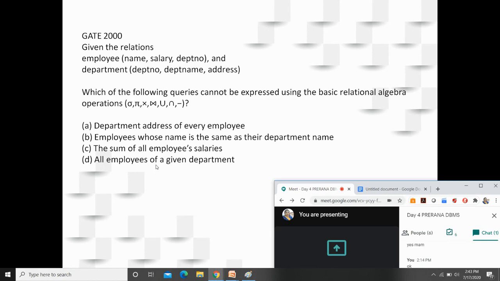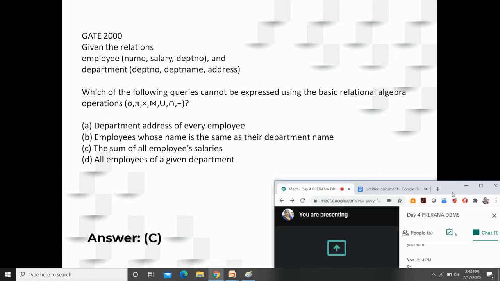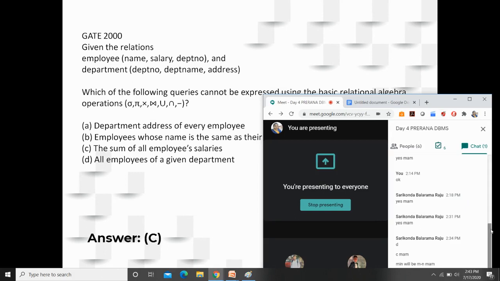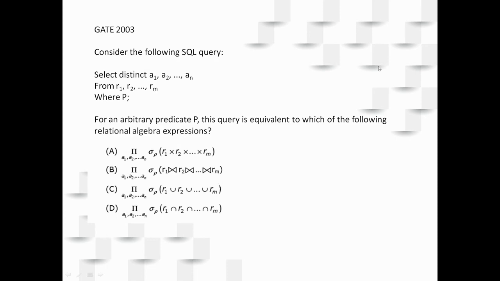Right. So the sum of all employees' salaries. Here the aggregate operators, average, min, max, count, sum, these are not available with algebra. So that is the reason why here the answer is C. C cannot be, the sum cannot be expressed. Perfect, Balram, that's true. Okay, so let us go with the next question.